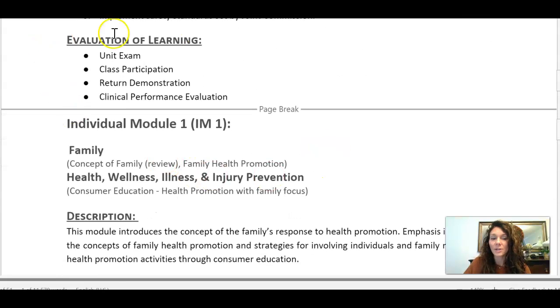Of course, your evaluation of learning really is mainly going to be based upon your unit exams and your final exam, but there will be times where when we have skills day, where you'll be return demonstrating things. Also in clinical, you will be demonstrating skills. You'll have your clinical performance evaluation, your midterm and your final, and then class participation as it applies.